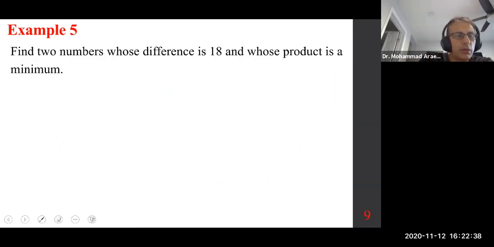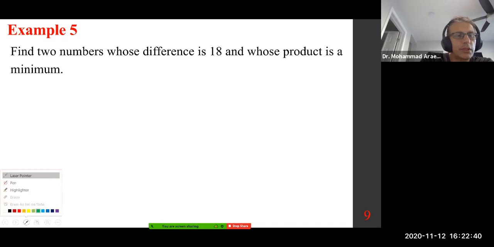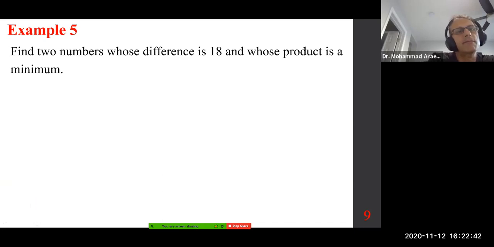All right, we want two numbers again. So immediately we're going to say x and y. Just choose anything you want, but you know, we are comfortable with those. We want this to be minimum now. What? The product. So that means x times y. We want to minimize it. Their difference is 18, so x minus y is 18.